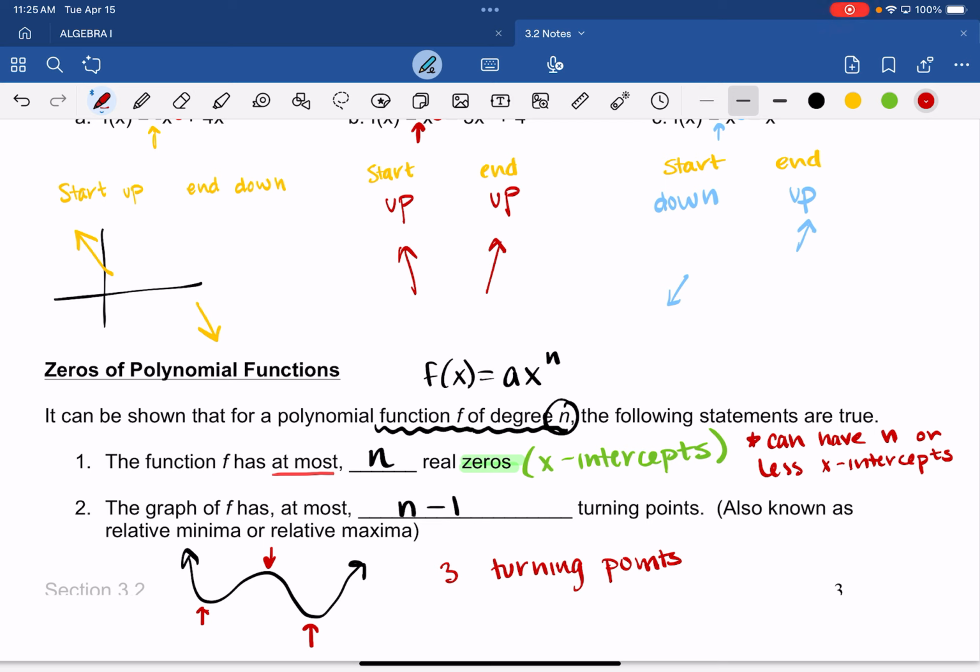Okay? If it has 3 turning points, let's go backwards. What do we think its exponent could be? What's the lowest exponent it could have? Kind of go backwards. Not 3. If it has 3 turning points, what's its exponent?